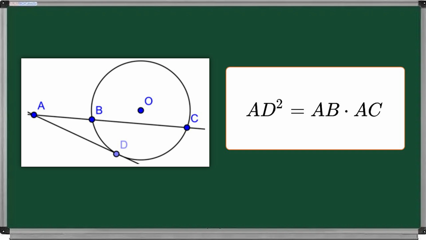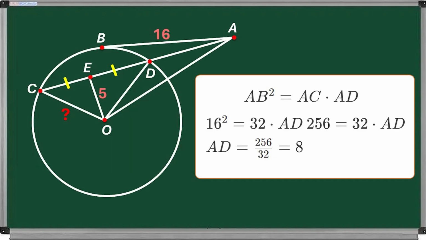So, to execute our plan, we will first calculate the length of segment AD. We do this using the tangent-secant theorem, which states that the square of the tangent segment from the point to the circle is equal to the product of the entire secant segment and its external part. In our case, this is AB squared equals AC multiplied by AD. Plugging in the known values, we have 16 squared equals 32 multiplied by AD. This gives us 256 equals 32 times AD. Dividing 256 by 32, we find that the length of segment AD is 8.